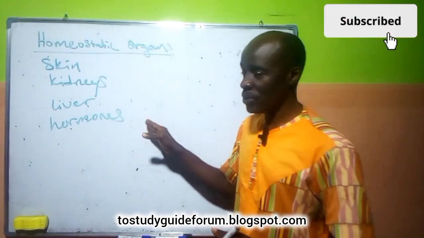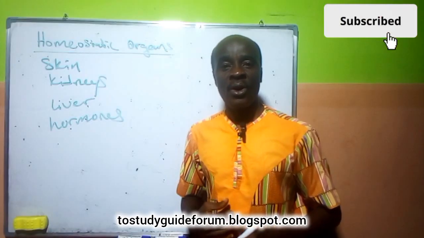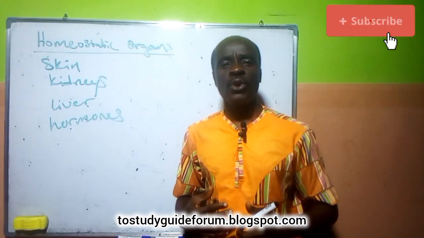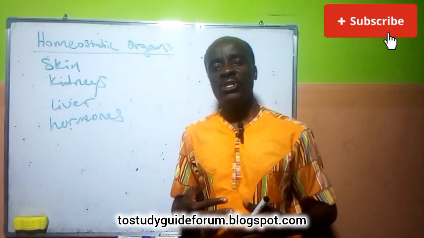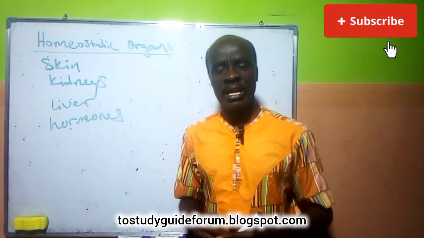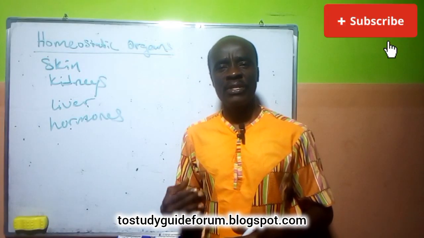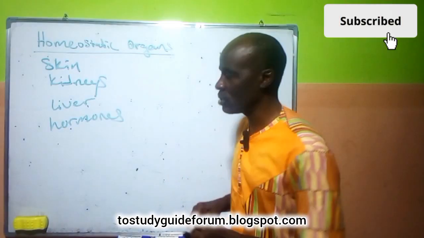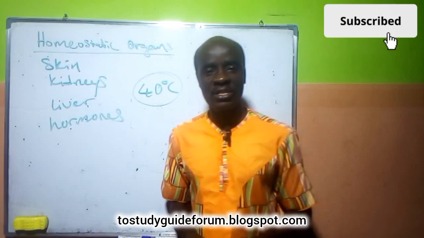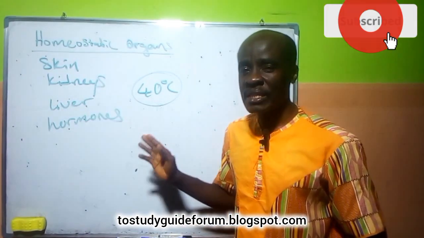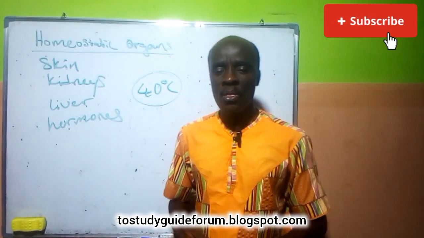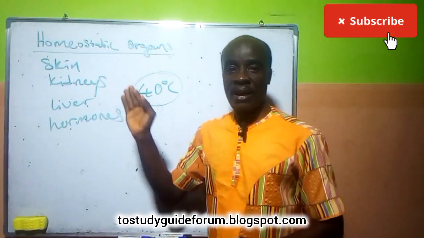Now, these homeostatic organs are very important in the system because, let's talk about temperature, for example. If the temperature of the system increases to a certain level, the enzymes and the cells of the body tend to die. Especially the enzymes will be denatured. They will not be effective. Most enzymes do not work very well when the temperature is up to this. Once the temperature is up to 40 degrees Celsius, most enzymes are already denatured. They will not be functioning anymore. So this is why these organs are very, very important.